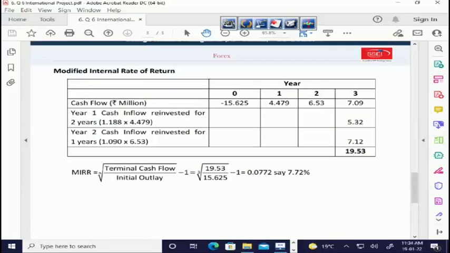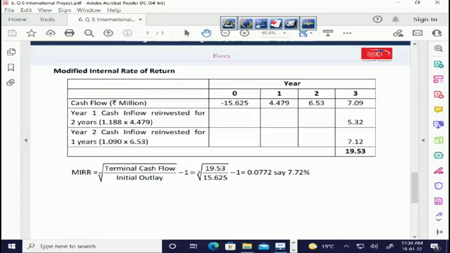The 4.479 into the compounding factor has become 5.32. The 6.53 into the compounding factor has become 7.12. The total cash flow is 19.53, which means you are investing 15.625 today. You are getting 19.53 after 3 years. So outflow equal to inflow.